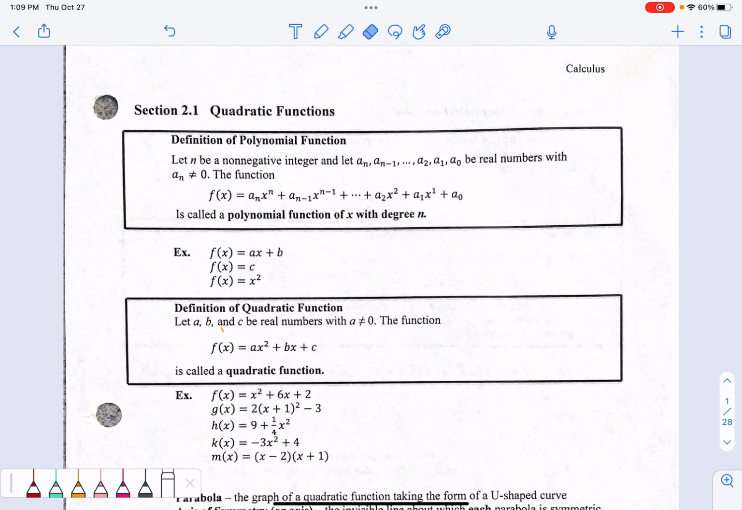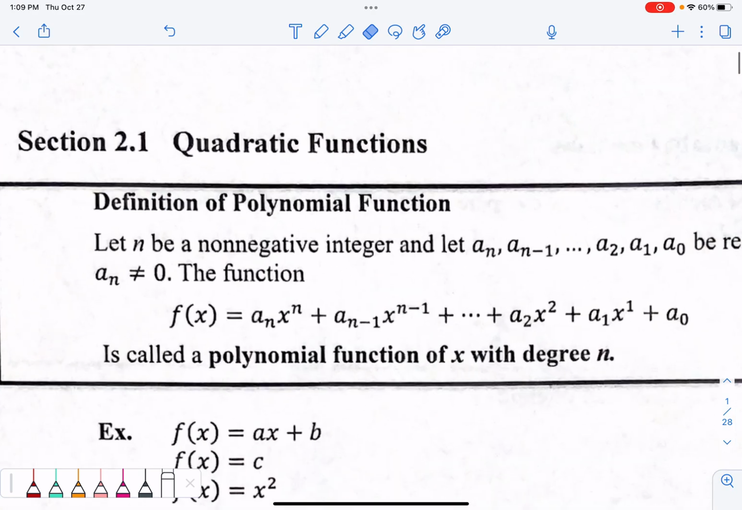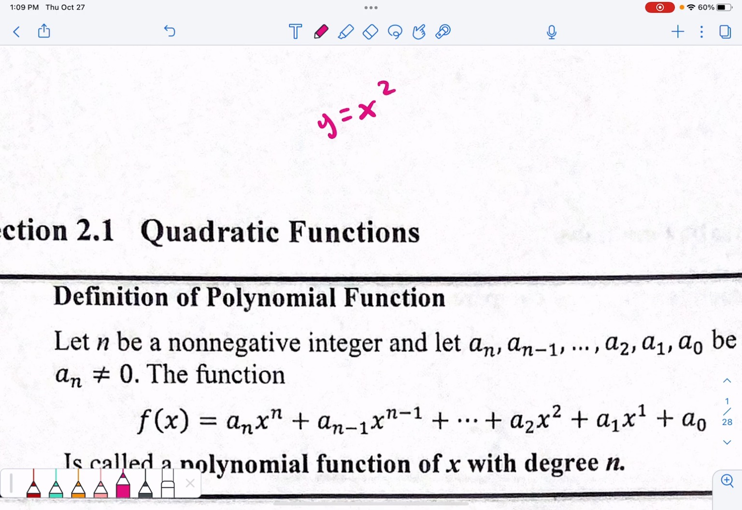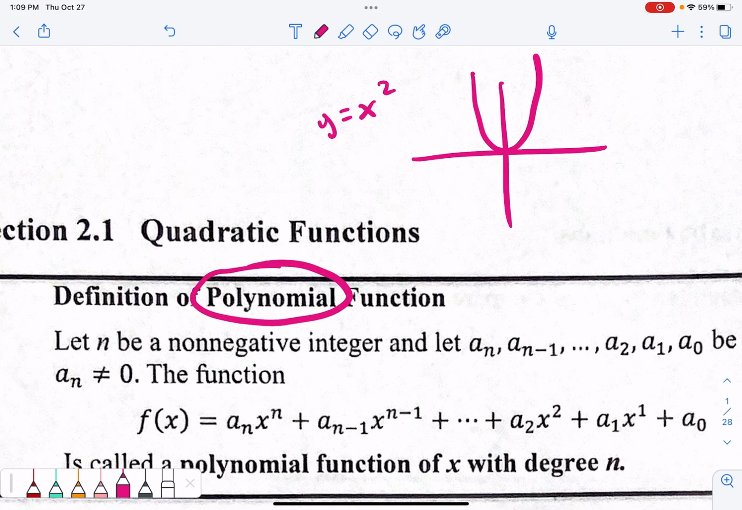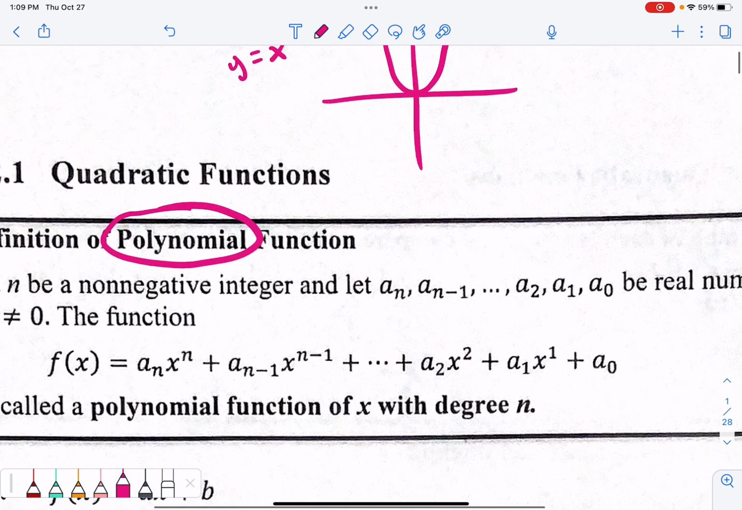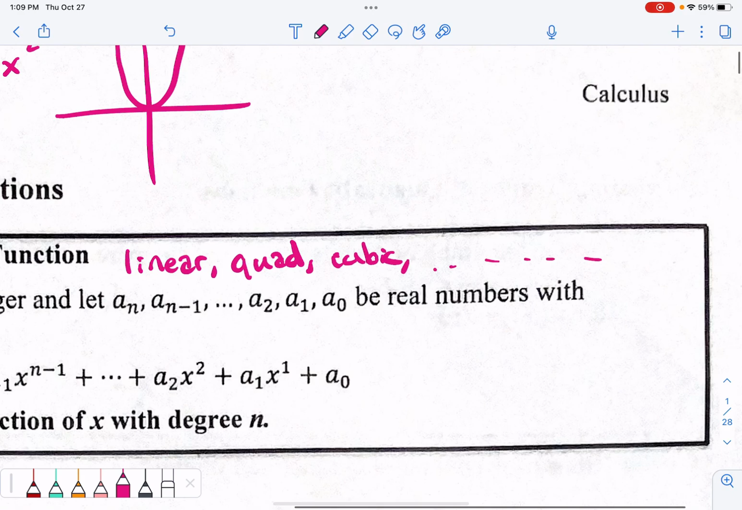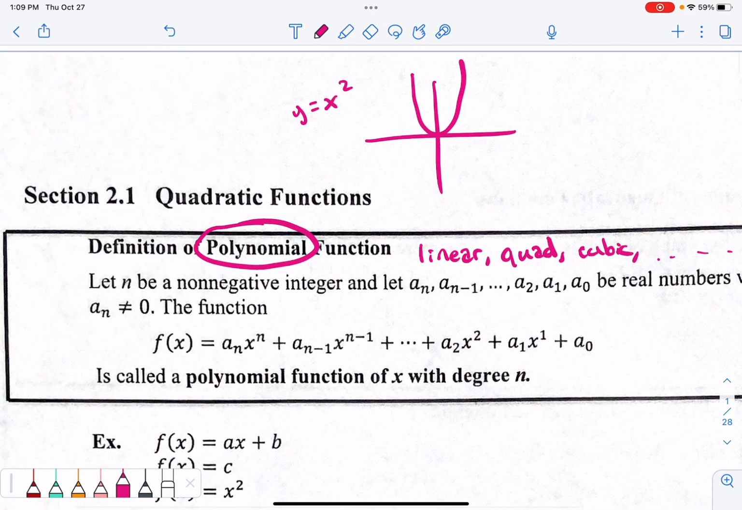But anyway, quadratic functions. A quadratic function is of the form y equals x squared, and y equals x squared is a parabola. We know that. A quadratic function is just one type of polynomial function. The polynomials are linear functions and quadratic functions and cubic and quartic and quintic, and all of those. Those are all the group of polynomial functions, so quadratics is just one subset of those.